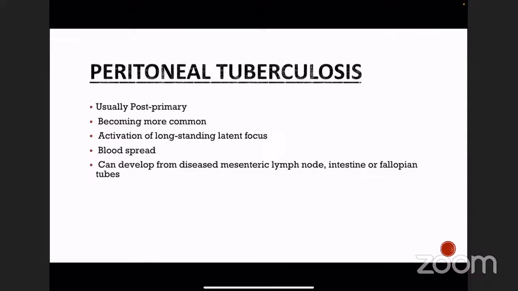Activation of long-standing latent foci can cause peritoneal tuberculosis. Blood spread is more common in this, and it can also develop from a diseased mesenteric lymph node, intestine, and fallopian tubes. That is secondary, right? That is due to secondary spread.